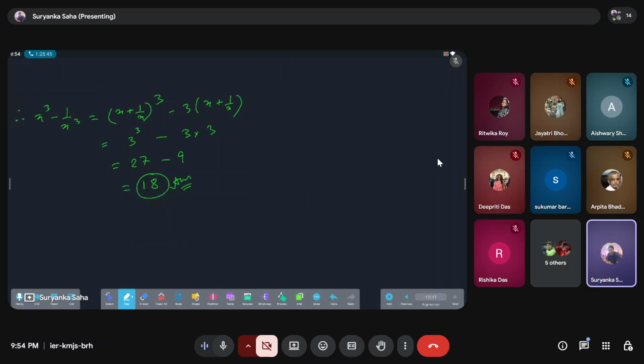Yes. Since x is greater than 0, additional information is given. So definitely if you add up two positive numbers, 1 by x will also be positive, obviously. So if you add up positive numbers, it will not be a negative number.